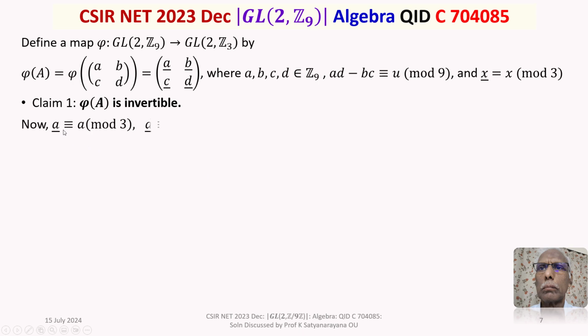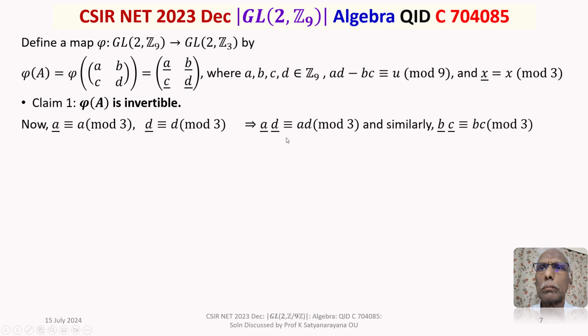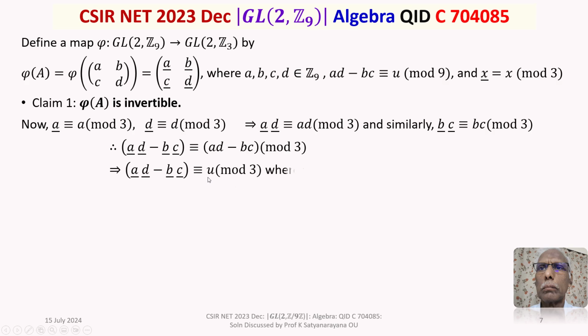So now A underscore is congruent to A mod 3, D underscore is congruent to D mod 3. Therefore, apply the properties of congruences. A underscore D underscore is congruent to AD mod 3. Similarly, B underscore C underscore is congruent to BC mod 3, and applying the property again, A underscore D underscore minus B underscore C underscore is congruent to AD minus BC mod 3.